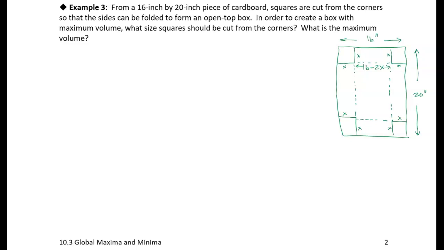We need the length here, right? And so if we're starting out at 20 and then we're cutting out two pieces of size x, so this is going to be 20 minus 2x. That's going to be the length of the final box. And then of course the height is just going to be x.